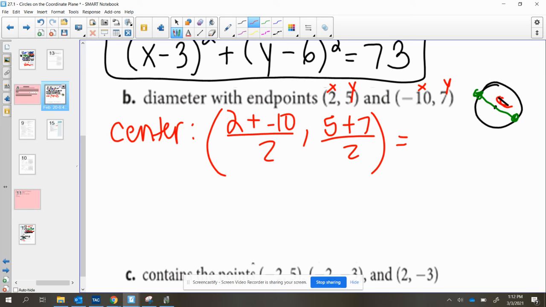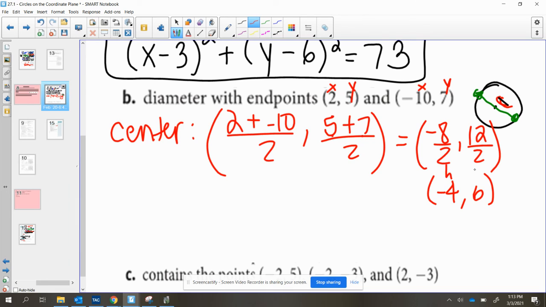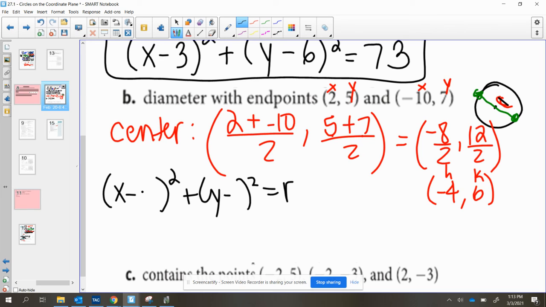So 2 plus negative 10 is negative 8. 5 plus 7 is 12. And both of those divided by 2 give us a center point of negative 4, 6. Now again, this is our center, so this is telling us the h and the k. So when we plug in x minus h squared plus y minus k squared equals r squared. And again, we have minus a negative, so we know that turns into addition. And then the k is going to be minus 6.